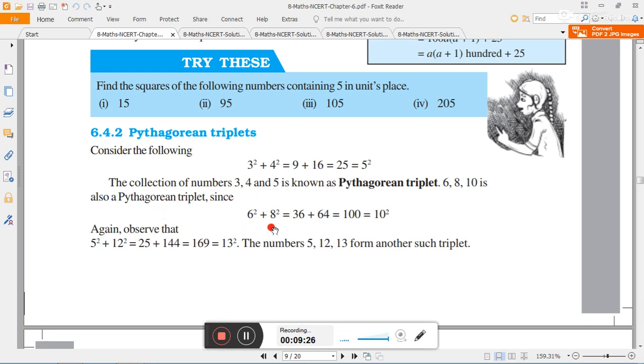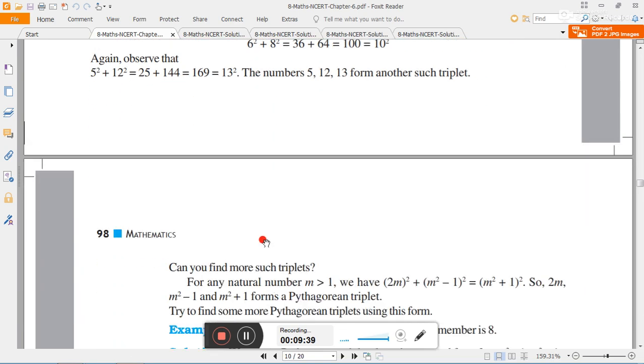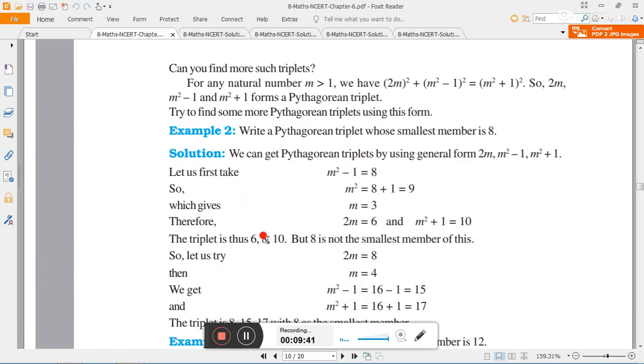Many more such Pythagorean triplets exist, and by doing the squares and sum, we can check whether they are a Pythagorean triplet or not. Sometimes we know that three numbers make a triplet, but only the smallest number is given and they ask us to find the other members of the triplet. In that case we just have to consider the triplet in general form.